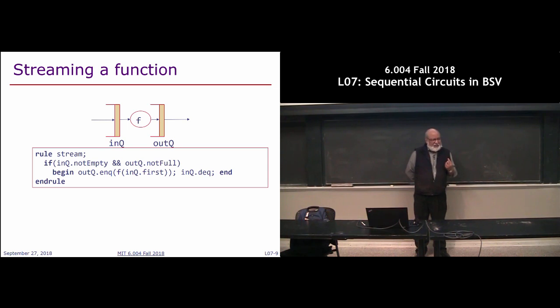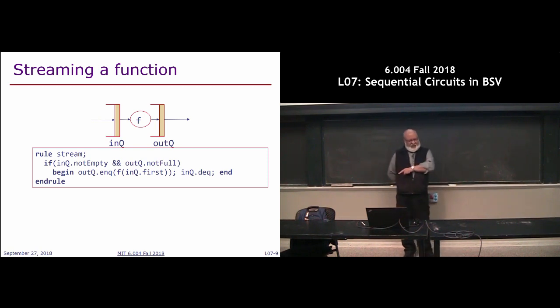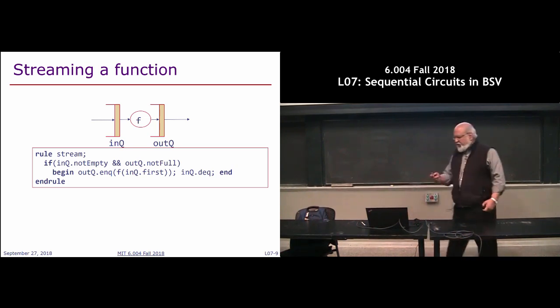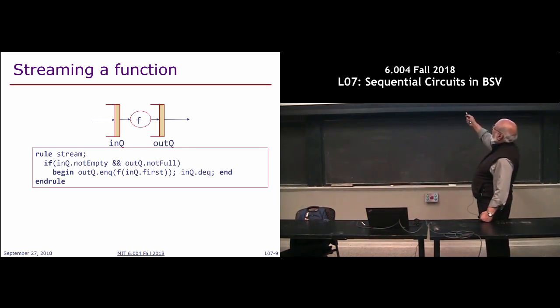I'm reading the first element from the input Q, applying function F to it, and then I'm enqueuing it, right? That's what is shown here. After I have done that, I'm done processing in Q, so I'm dequeuing it. So those are the two things shown here. This part is actually computing this value, right? On the first element, output Q is being enqueued here, and after I have computed it, I'm dequeuing the input.